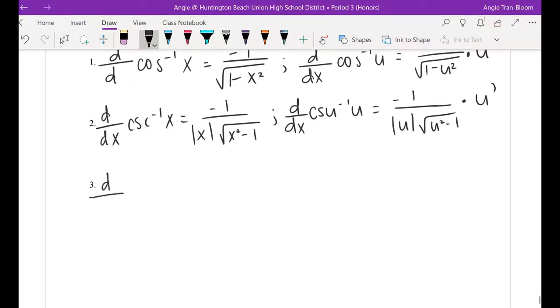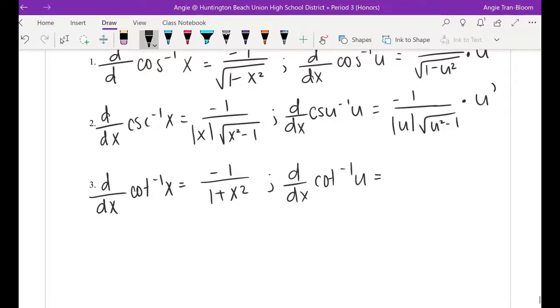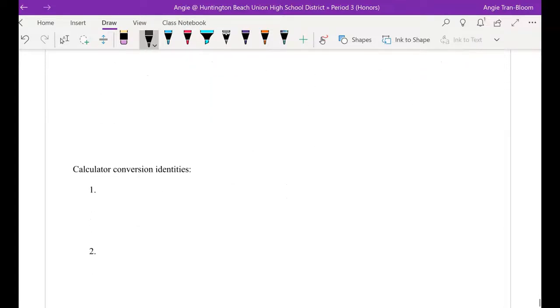And the last inverse is d over dx of cotangent inverse of x, which is -1 over 1 plus x squared. Again, here is the cotangent inverse of u, which is the same thing but using u. But when you're taking the derivative of x and you're using u, you just have to multiply by the u prime.